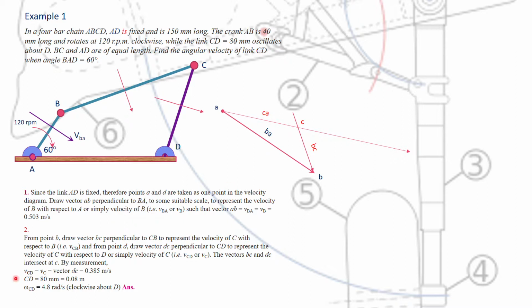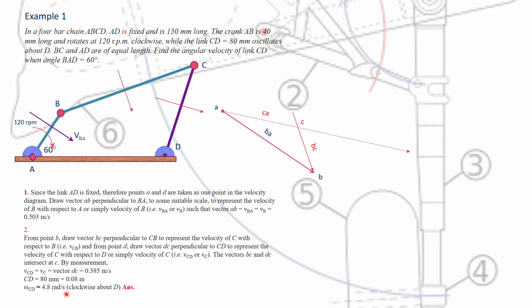If, for example, you want to find the angular speed of this and the angular speed of this, then you need to take the velocity of each component divided by its length. If you want to find omega BC, you must take VBC divided by BC. BC is 150 mm, so make sure you divide by 0.15, not 150. Then you have your CD. CD is 80 mm, so you take your CA or CD in meter per second, divided by this length, which is 0.08. Then you get your omega CD and your omega BC.